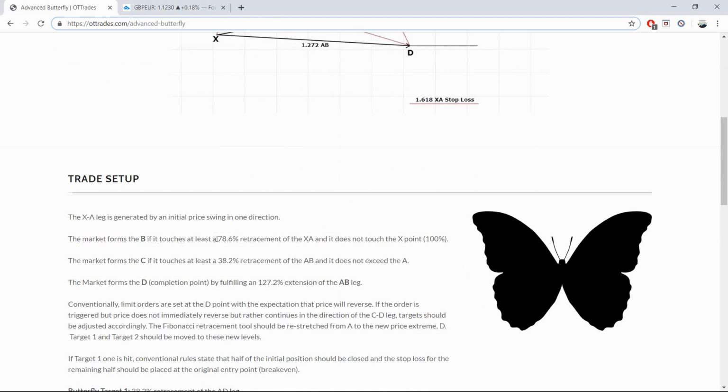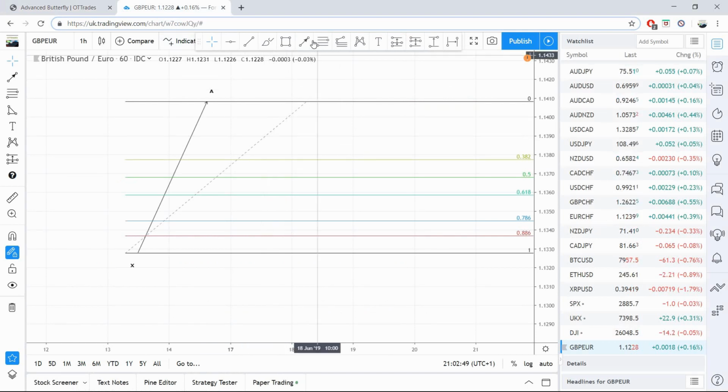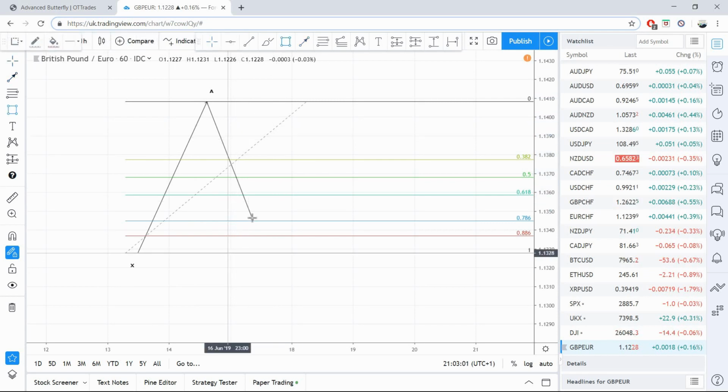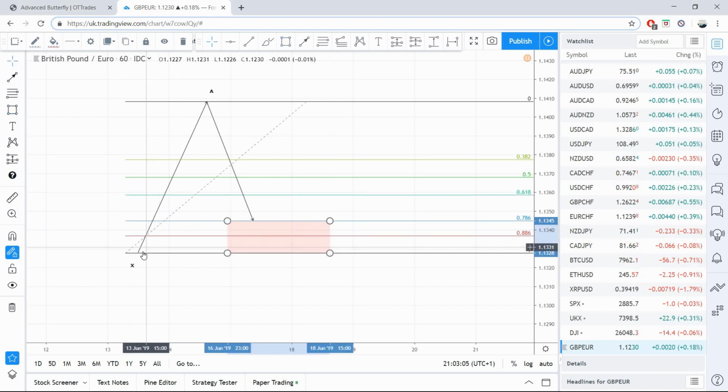So from the X to A leg, you can go to ottrades.com and check that the market forms the B point if it touches at least a 786 retracement of the XA leg and does not touch the X point. So we're looking for a retracement back down of at least 786, or 78.6%, of that X to A move up, and price cannot exceed 100%, or that is the X point essentially. So 100% retracement of this X to A push up is going to be that X point there. So at least 786 to 100%.